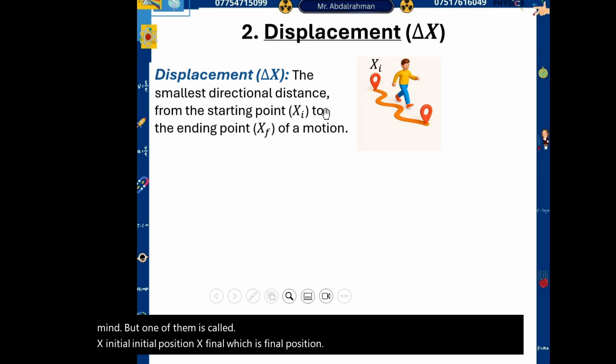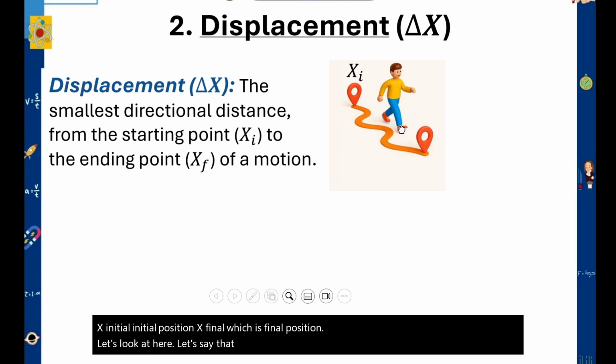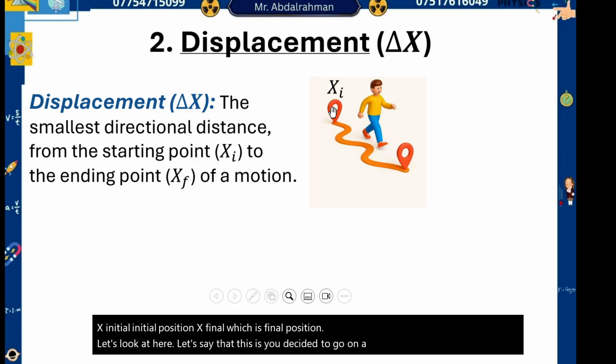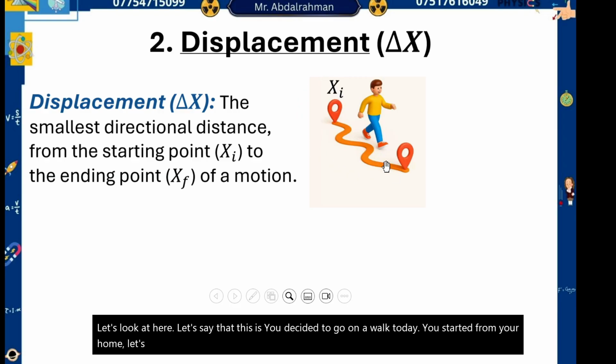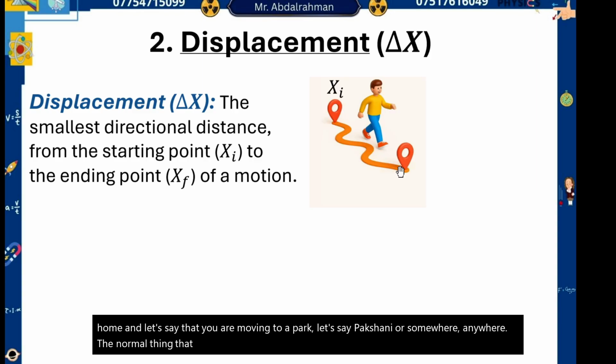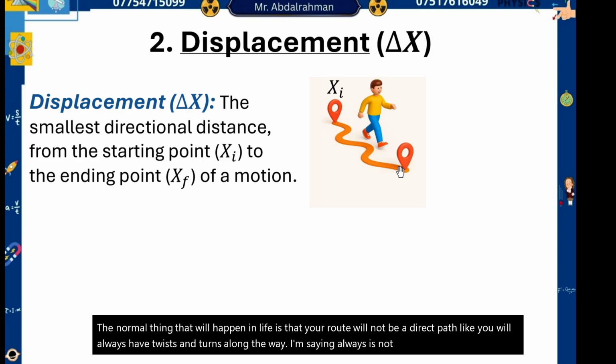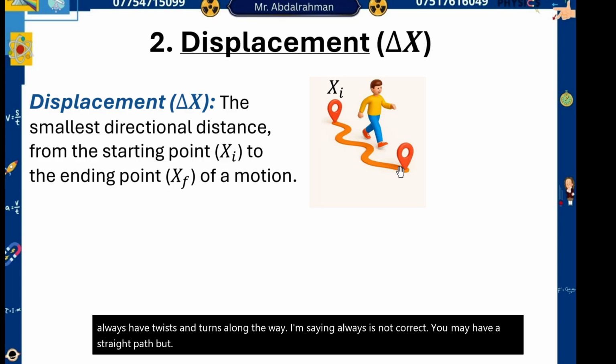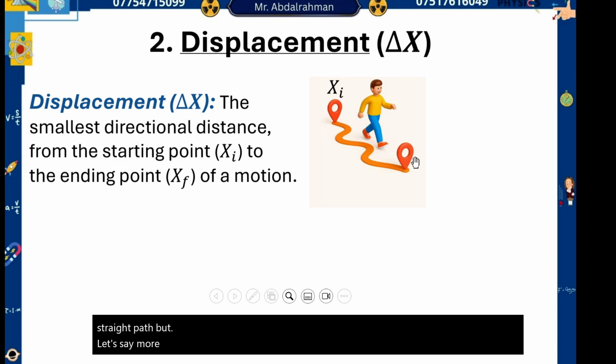Let's look at here. Let's say that this is you. You decided to go on a walk today. You started from your home, and let's say that you are moving to a park. Let's say Park Sami or somewhere, anywhere. The normal thing that will happen in life is that your route will not be a direct path. You will often have twists and turns along the way. You may have a straight path, but more often you will take a twist, you have to go somewhere because of the road. So you can see that this way is long, right?